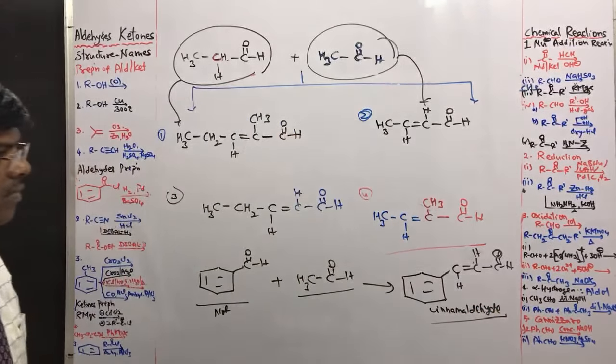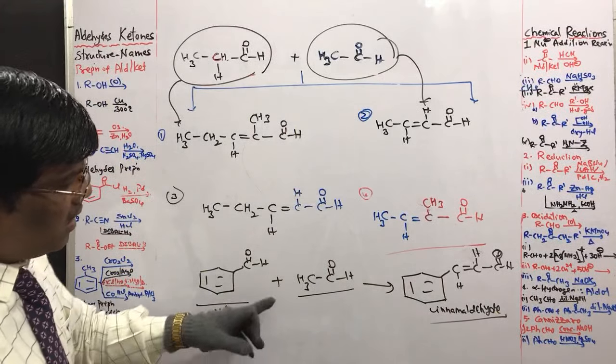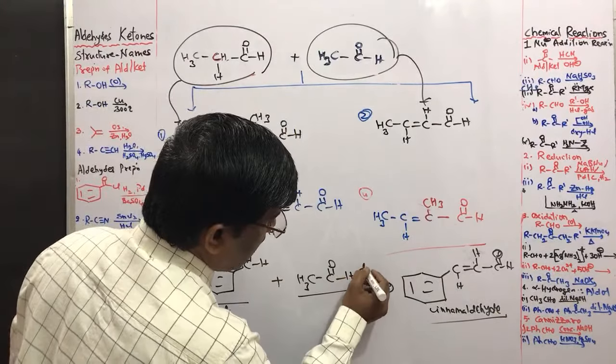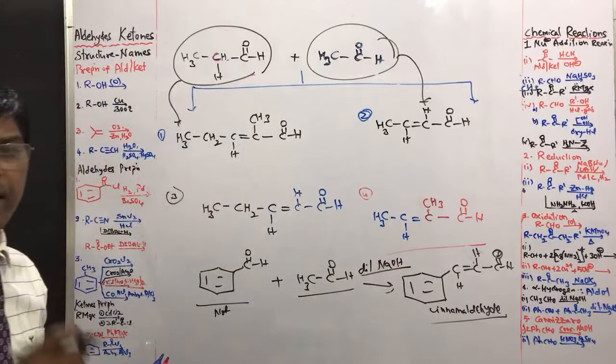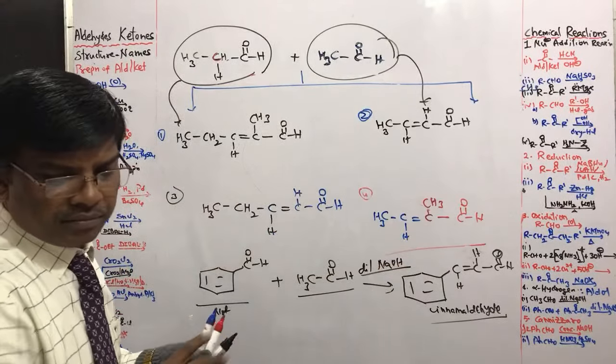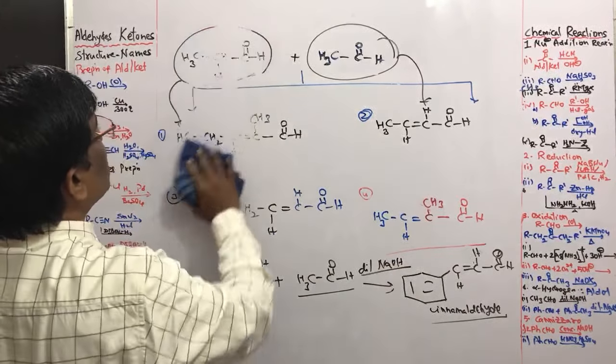Yes, students. Next, Cannizzaro reaction. In this reaction, what is the base? Dilute NaOH we are using. Dilute means a very weak base. Right. If I use a strong base, what is going to happen?